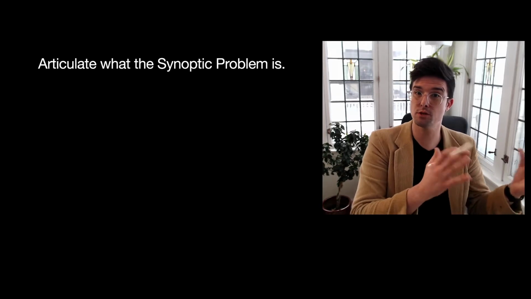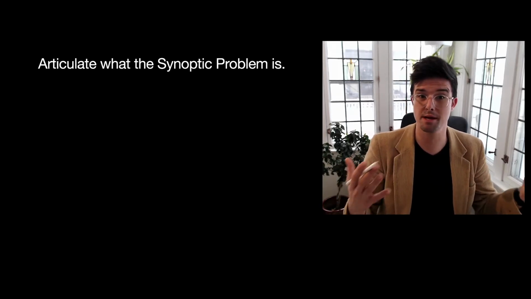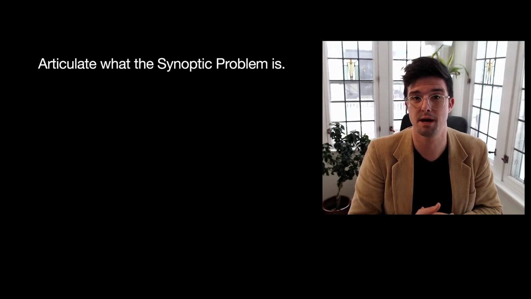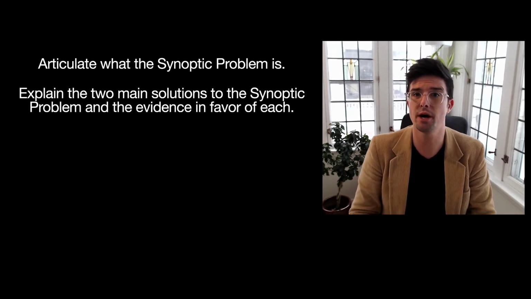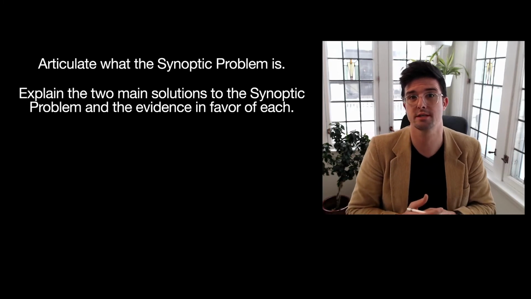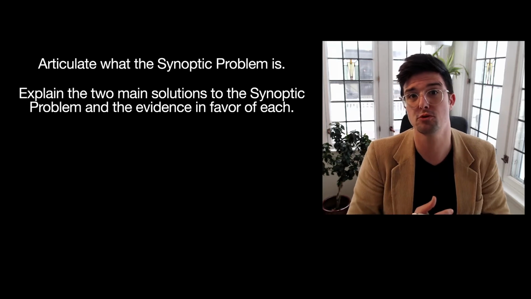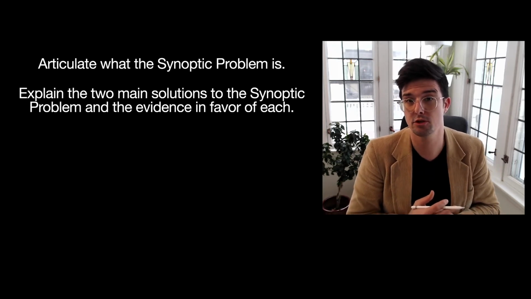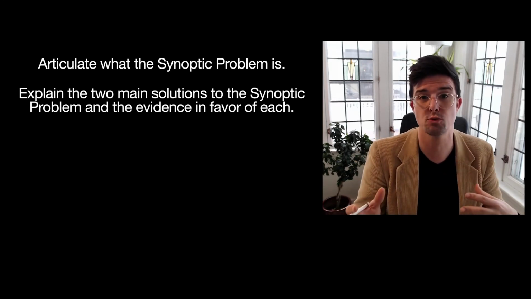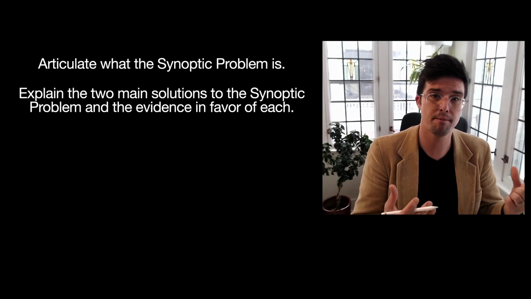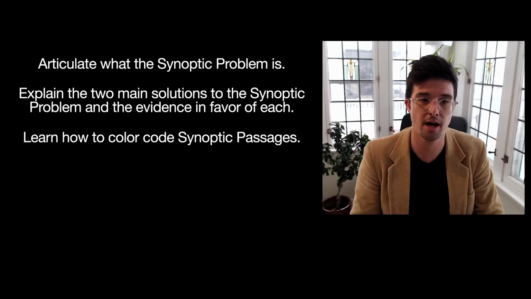With respect to our objectives, by the end of this week, you'll be able to articulate what the synoptic problem is. So what do we mean when we say the synoptic problem, and what are the different solutions to this synoptic problem? Specifically, I'm going to ask you to be able to name the two most common synoptic solutions and the evidence that is in favor of each one. So why scholars hold to one theory or to the other.